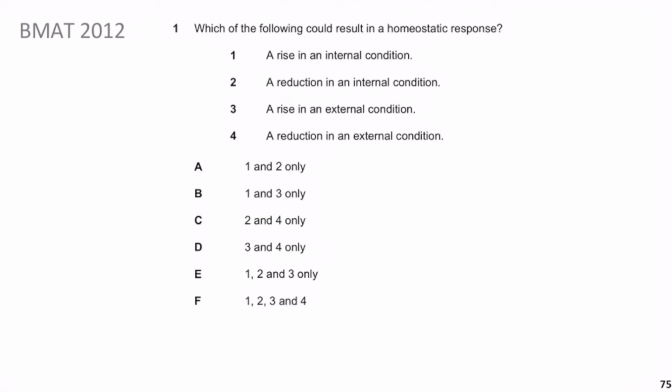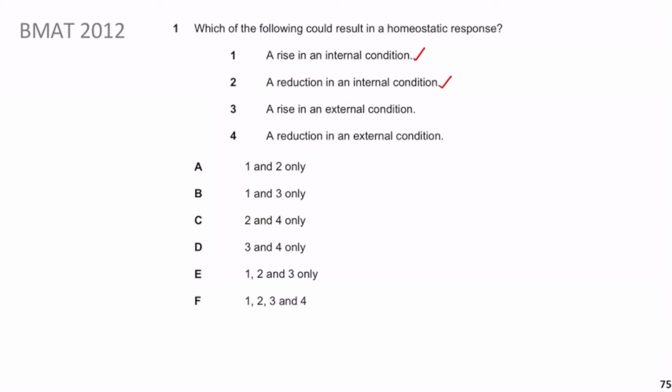Okay, so homeostatic response, guys. Remember, homeostasis is the idea that you want to maintain a constant internal environment. So when you go up, you want to come back down. When you go down, you want to come back up. So if you have a rise in an internal condition, say blood glucose, that's a common example, that's obviously going to lead to a homeostatic response, right? For you to bring the glucose back down. So this is true. And in a similar vein, a reduction in, for example, glucose would make you want to come back up, leading to a homeostatic response.